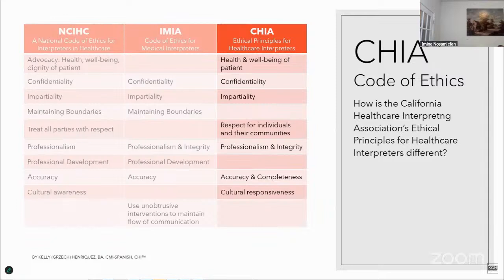I like this. We, of course, have confidentiality again. We have impartiality as an ethical principle. We have respect. Now, instead of treat all parties with respect, we have respect for individuals and their communities. Slightly different, at least in wording. Now, the reason why for IMIA I put professionalism and integrity, I already previously spoke about this briefly, but CHIA specifically mentions integrity in its ethical principle of professionalism. It's called professionalism and integrity.